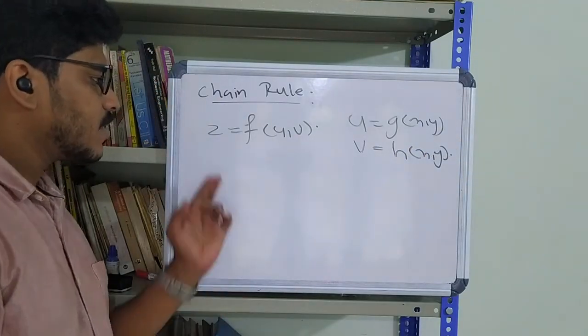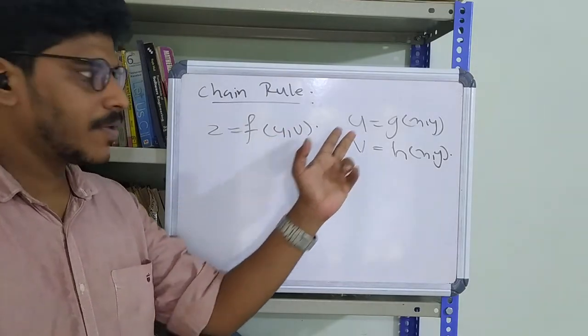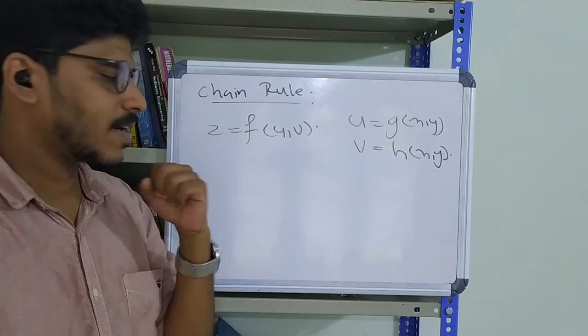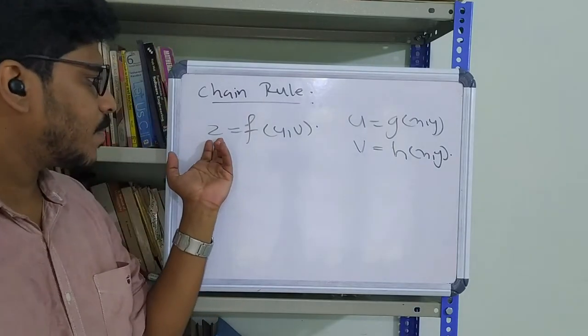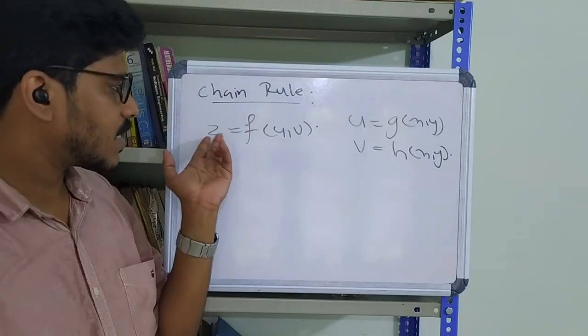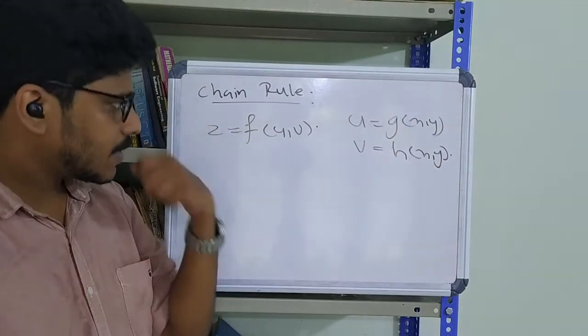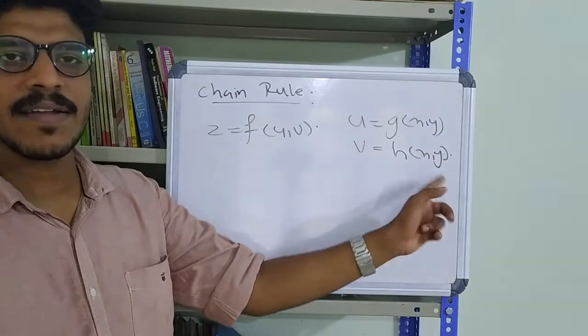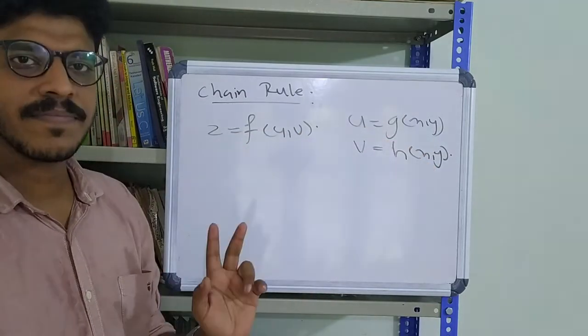So what do we have here? z is a function of u and v, and u is a function of x and y, and v is a function of, again, x and y. So z can be intuitively thought of as a function of x and y, since z depends on u and v, and u and v depend on x and y. So z depends on x and y.